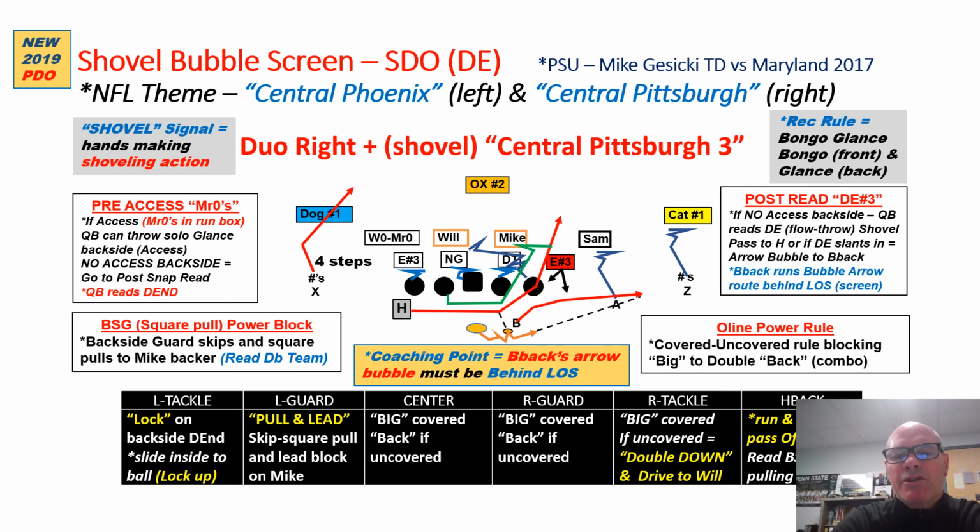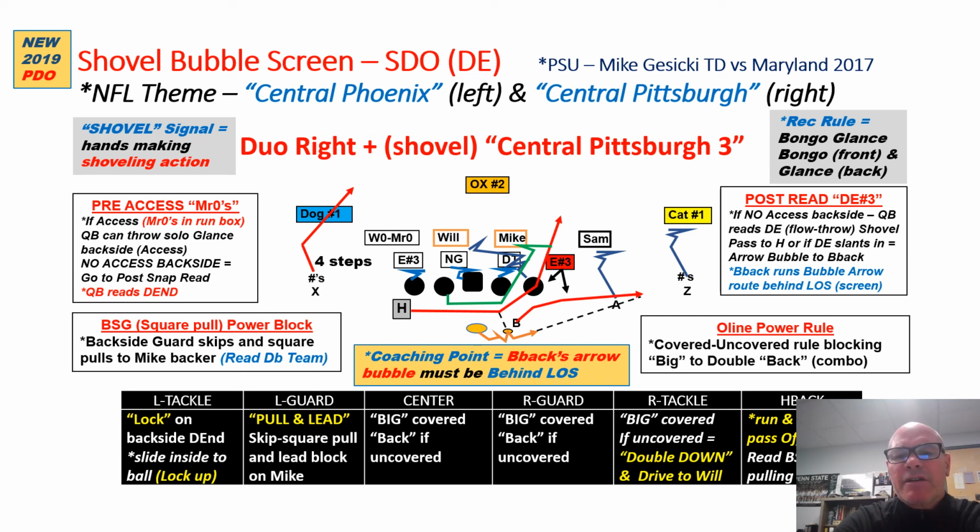The back will do what's called a bubble arrow, meaning he's going to run his arrow route, but he's going to stay behind the line of scrimmage so that it becomes a legal screen. Quarterback simply takes and starts his sprint out action, in this case to the right. If the end comes inside and at him, he'll just go ahead and throw the ball to the B back like a long handoff, and we've got 3 on 2 there.